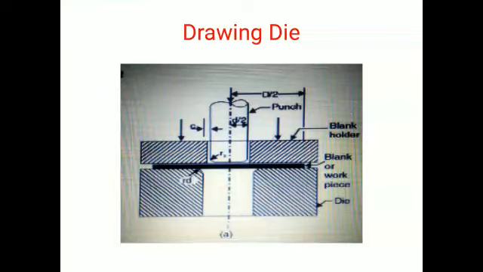D by 2 in the sketch is shown as half of the punch diameter. Capital D is shown as the blank diameter. Capital D is blank diameter or workpiece diameter. R suffix P, small r, is the radius of punch, or it can also be called punch corner radius. R suffix D, small r suffix small d, is called radius of die opening.